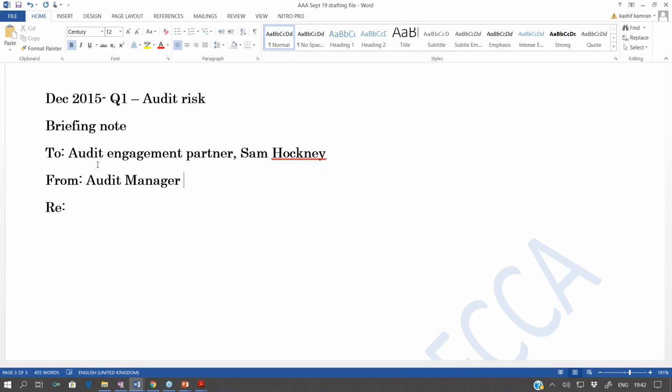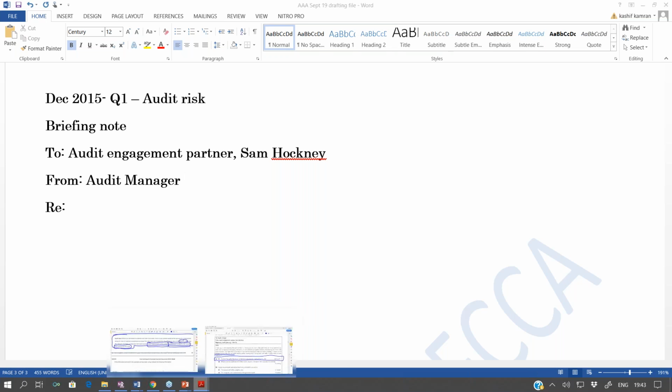A lot of times students write their own name in exam papers. Please refrain from that. Whenever the name is given, it's given. Whenever no name is given, then only write the designation as given in the format of the exam paper, audit manager. Reply. What's the reply?